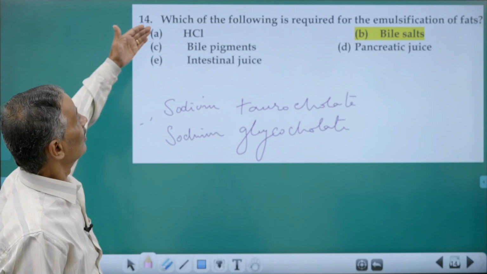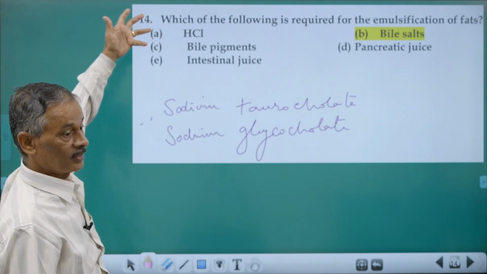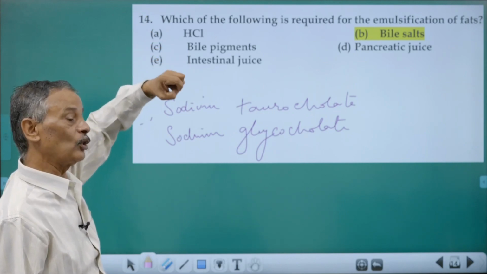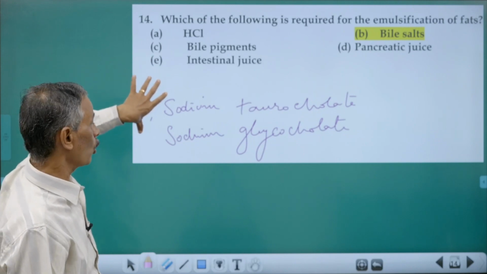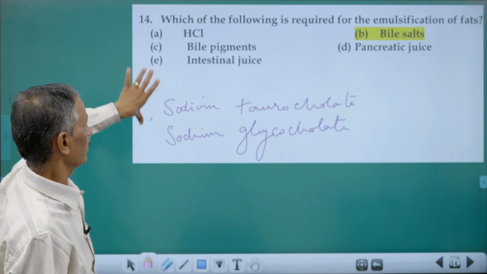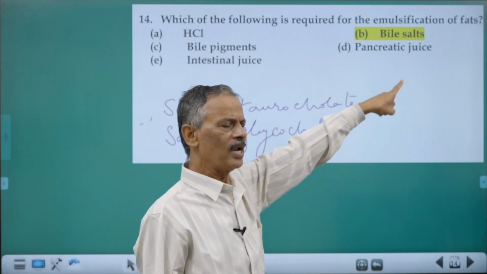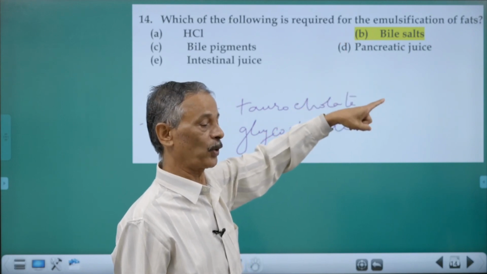Which of the following is required for the emulsification of fat? Emulsification is breaking down of the fat into tiny droplets, that is assisted by sodium taurocholate and sodium glycocholate, which are commonly called bile salts. Bile salts are all produced by the liver. It is the secretory product.